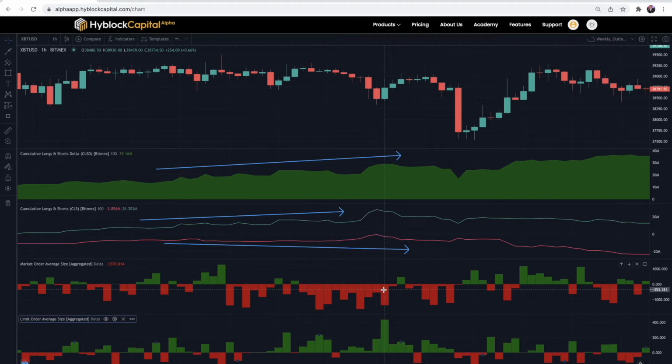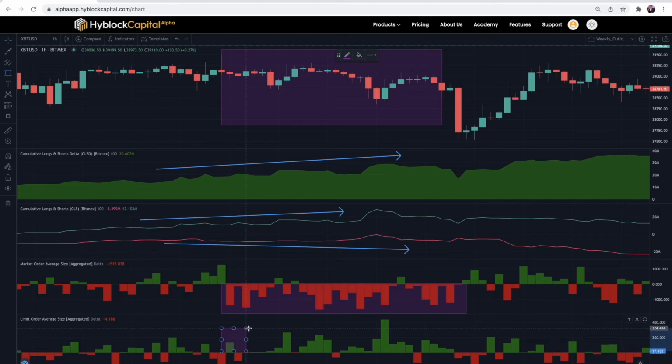right over here. So during this ranging period from March 12th to March 13th, right here, we see larger aggressive market sells orders coupled with larger passive limit buy orders. So over here, we can see in this range, we have larger sell orders for market orders. And in the same range, we have larger bids than asks. This could be a sign of accumulation.